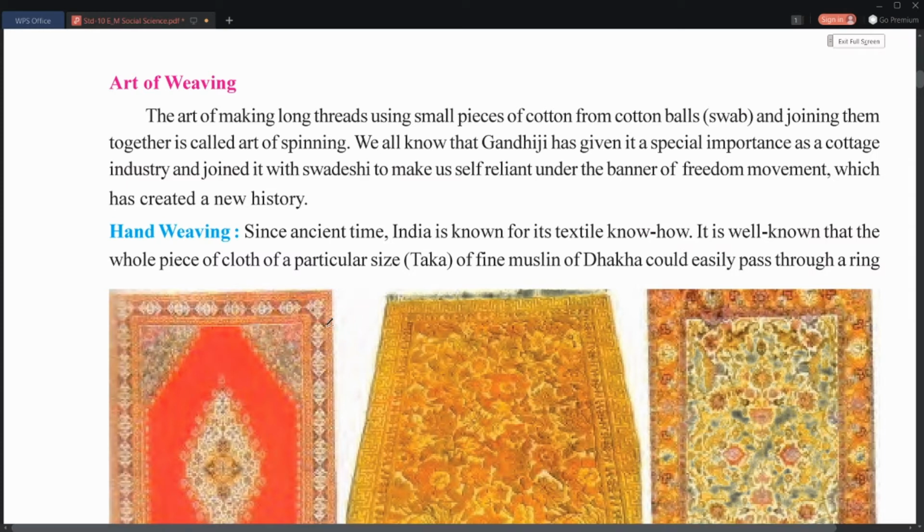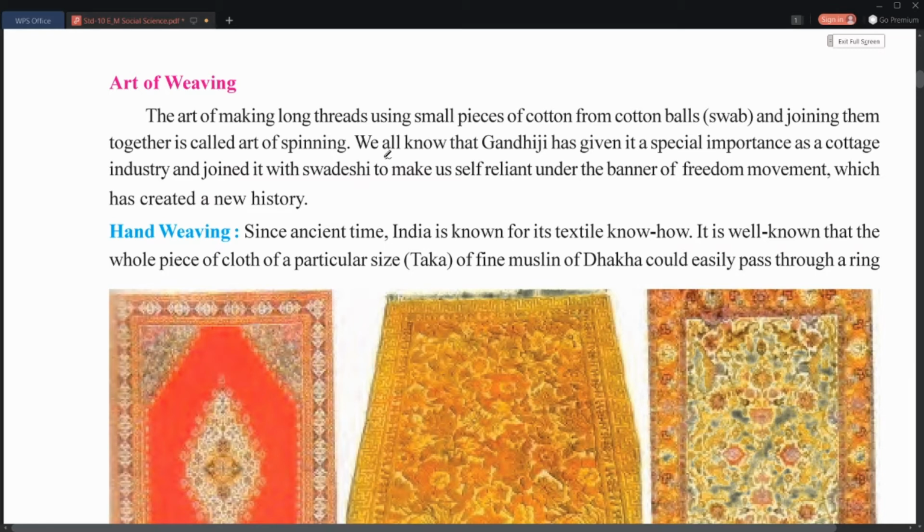The art of making long threads using small pieces of cotton from cotton balls is called spinning. Cotton balls, which are also called swa, are taken directly from ginning mills. In ginning mills, raw cotton is processed and balls are made of that cotton, which are called swa. And from them threads are made and joined together.